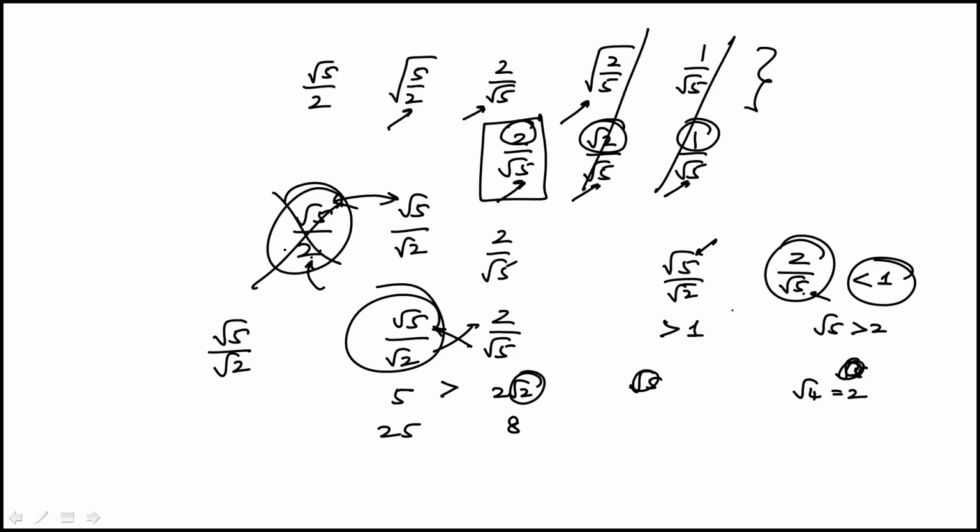How else? I guess you could square both sides, so this would be 5 over 2. This would be 4/5, so clearly that's greater. It's 2.5, 0.8. So many different ways to go about it. So to summarize, the answer is choice B.